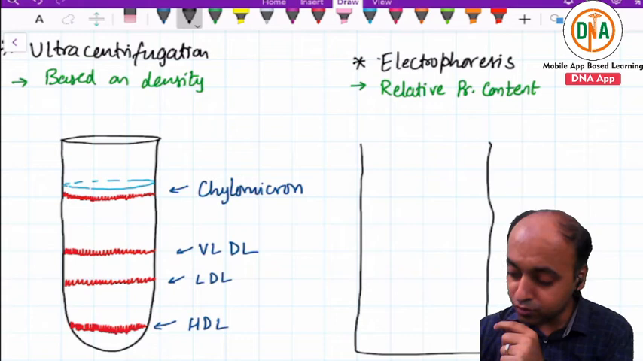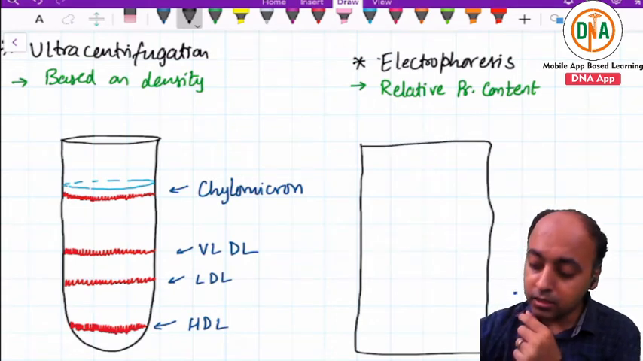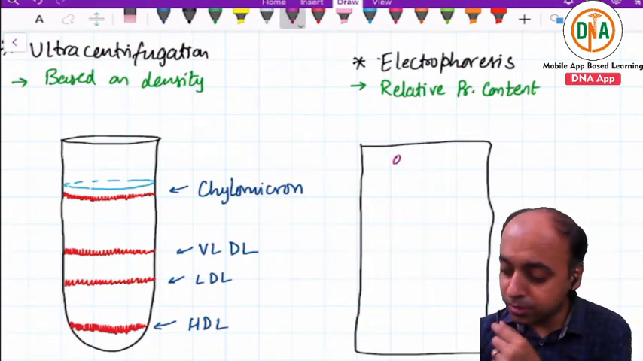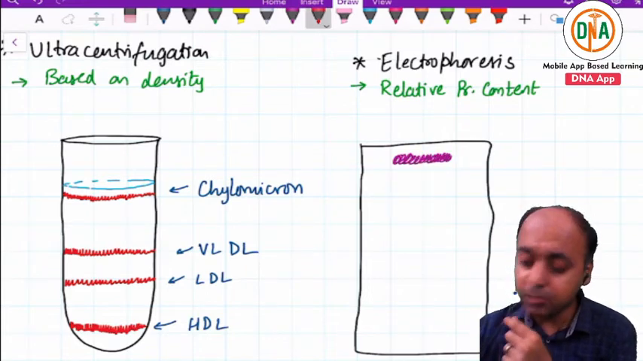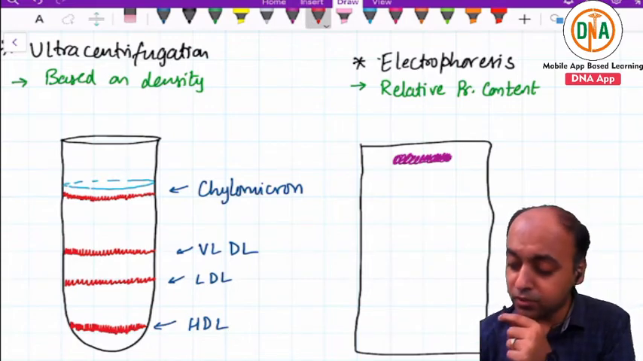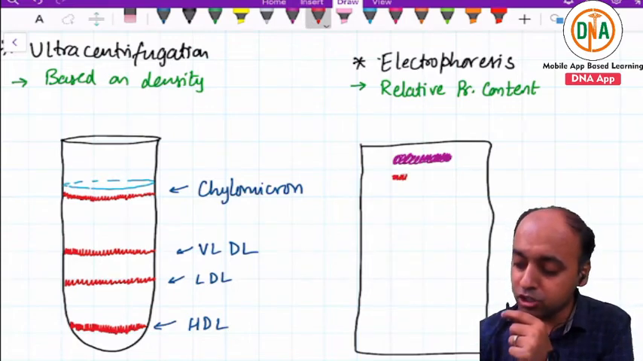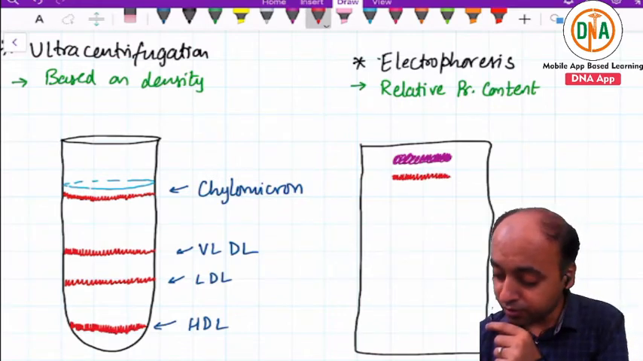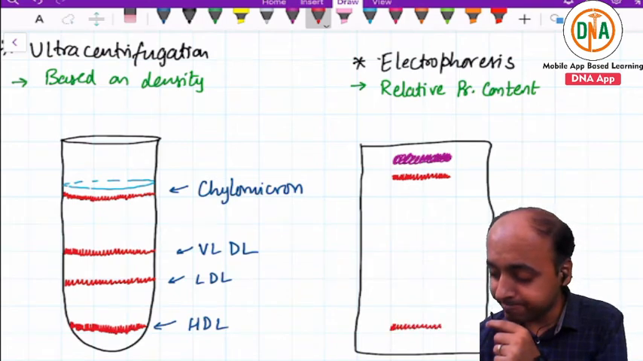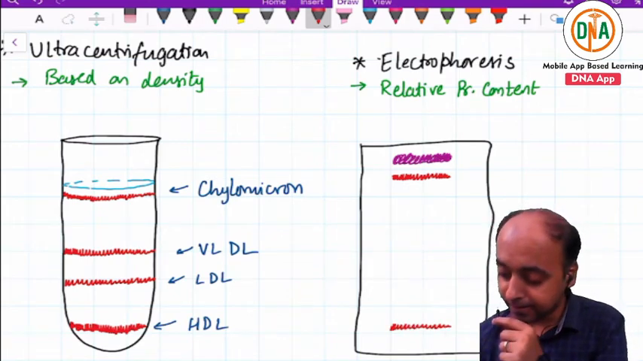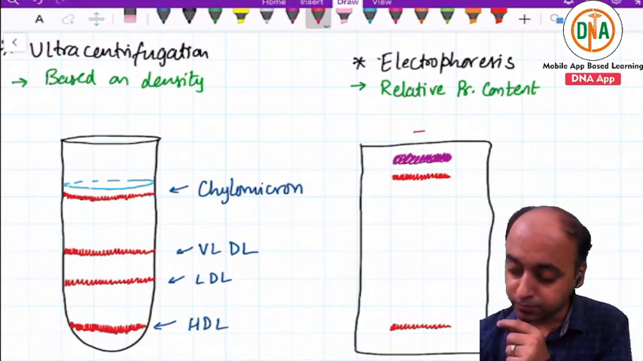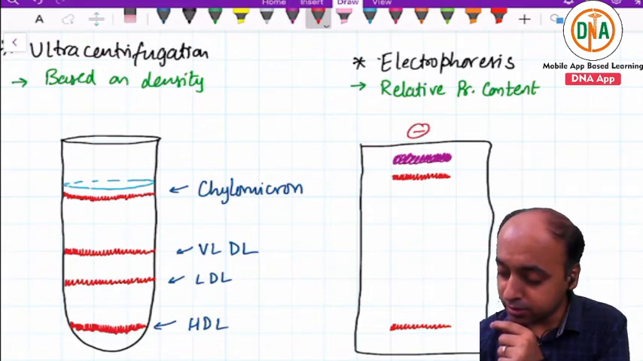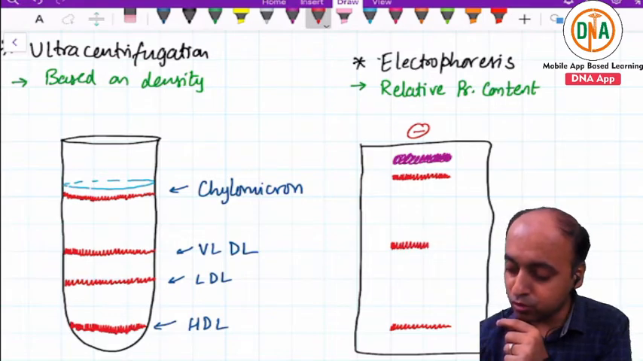So when you do the electrophoresis and carry out the separation, let's say you apply the sample here and then you carry out the separation. Separation will again give us four layers. One of the layers is very close to the initial point of application, doesn't move much. One of the layers will run off very far towards the end, and we have two more layers somewhere in between.